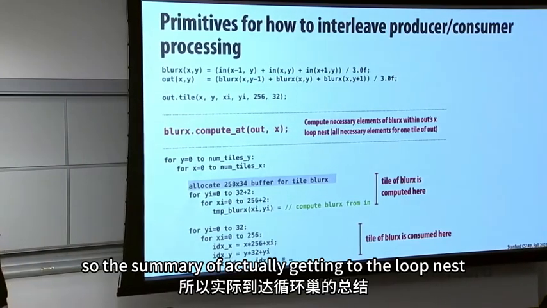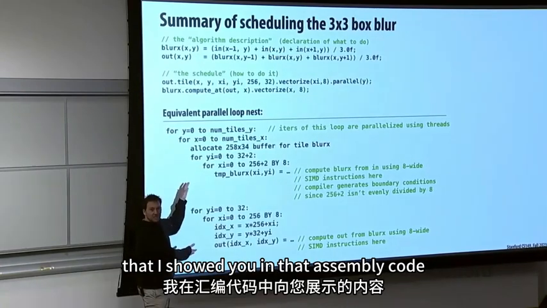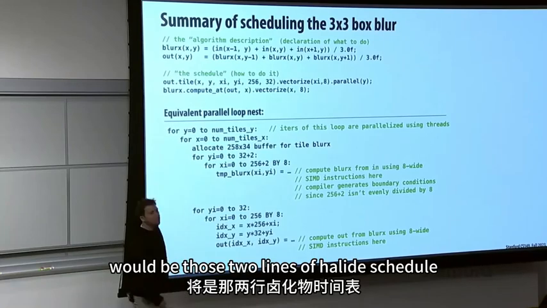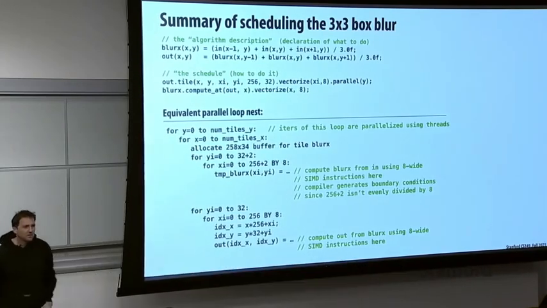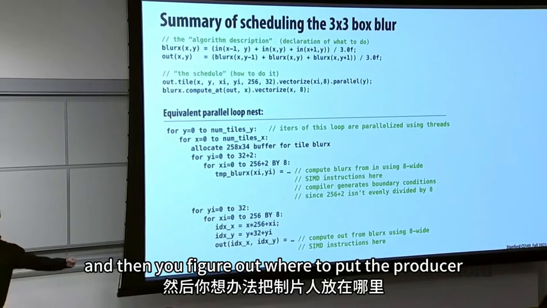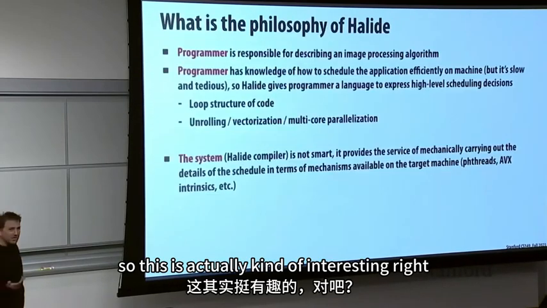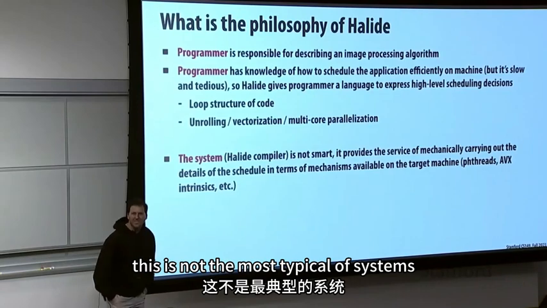Okay? So the summary of actually getting to the loop nest that I showed you in that assembly code would be those 2 lines of Halide schedule. You set up the loop nest for output, and then you figure out where to put the producer inside that loop nest. Okay? So this is actually kind of interesting, right? This is not the most typical of systems.